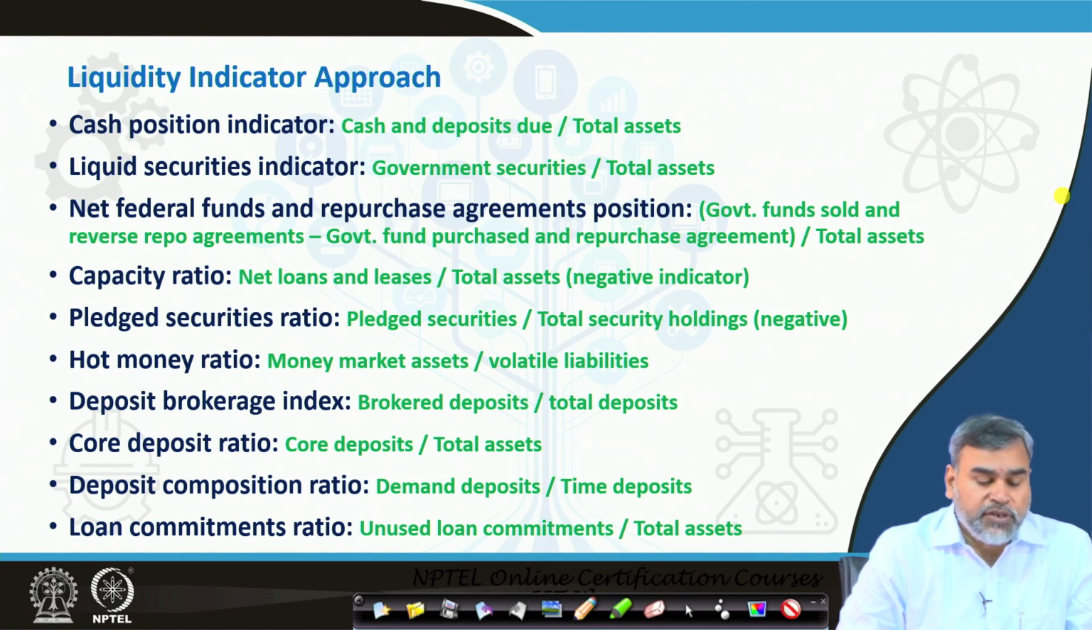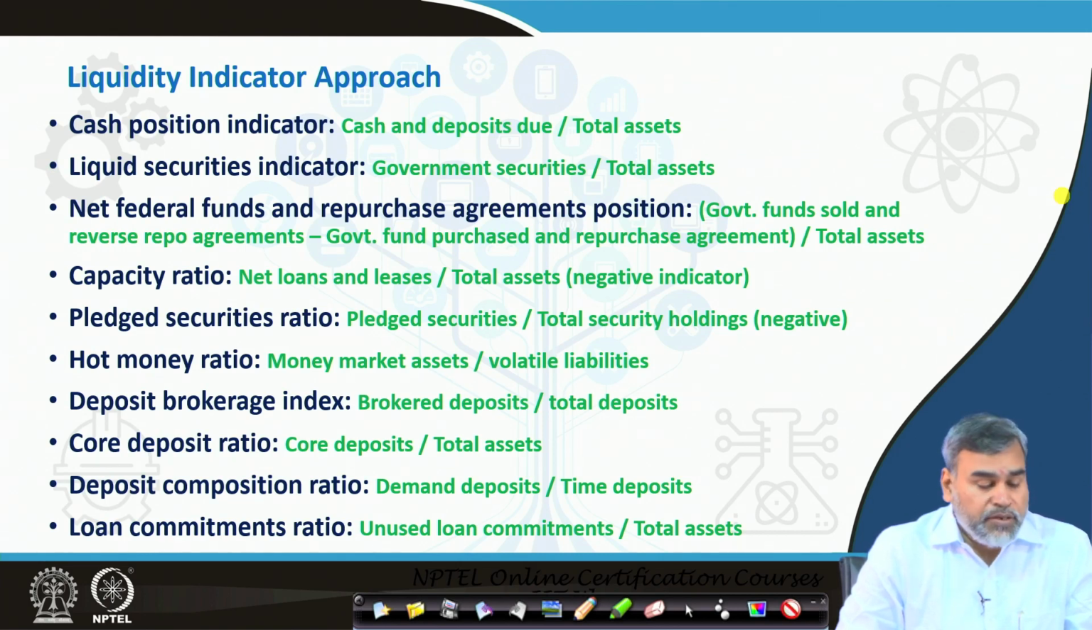The deposit composition ratio, that means demand deposits upon time deposits. If it is higher, then the bank is less liquid, because the time deposits are long term in nature. And the demand deposit, if it is higher, then it is high liquidity. Demand deposits means it is a part of the savings deposits and the current deposits. So, if it is higher, then that means they are able to fulfill the short term requirements. If the term deposits or time deposits are more, that means those particular assets are not what we utilize for managing the liquidity of the commercial banks.